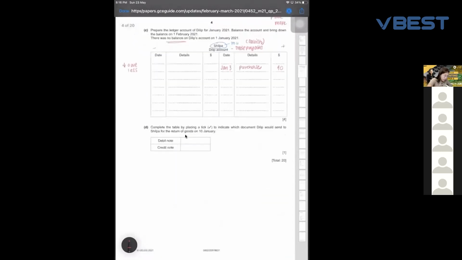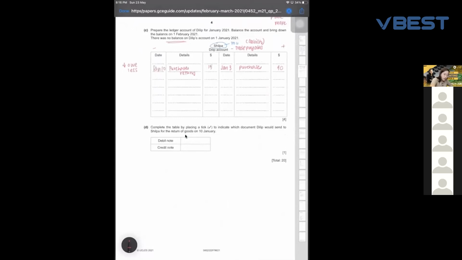So you can go here, and you know that it is purchases returns. Why is purchases returns here? Because of the return, you owe less to your supplier, understand or not? So over here is 15, and this is on January 10.